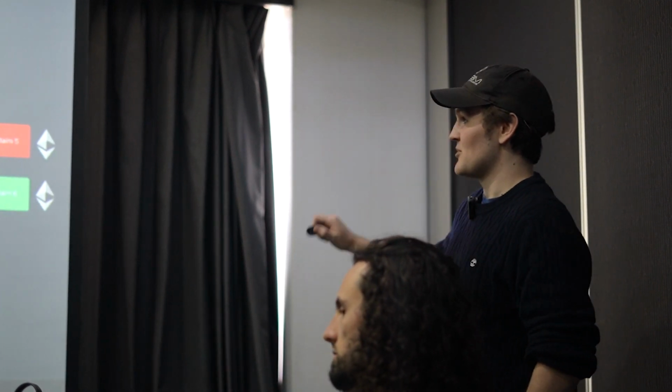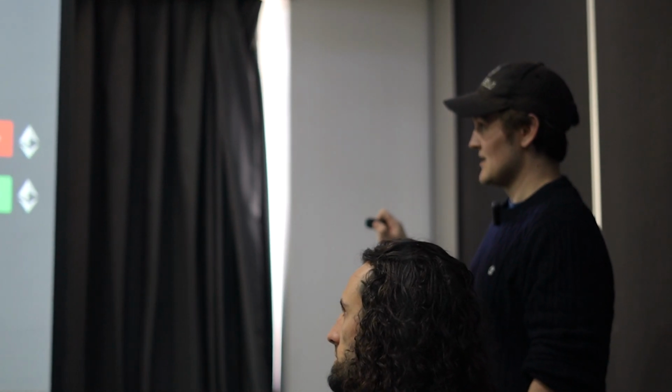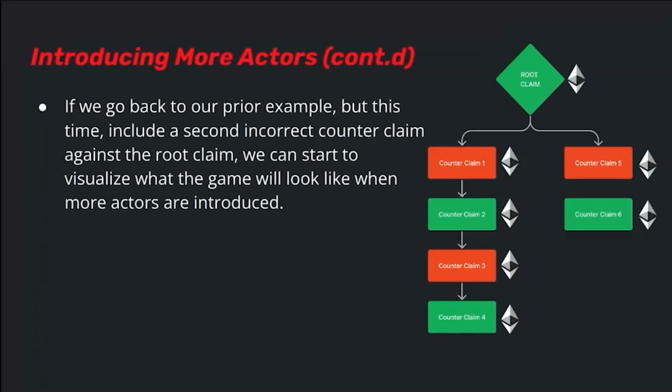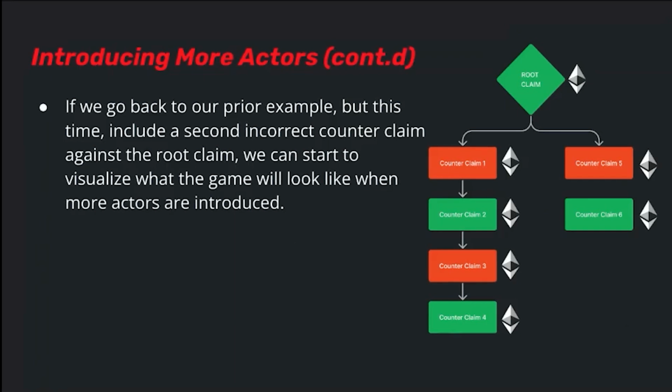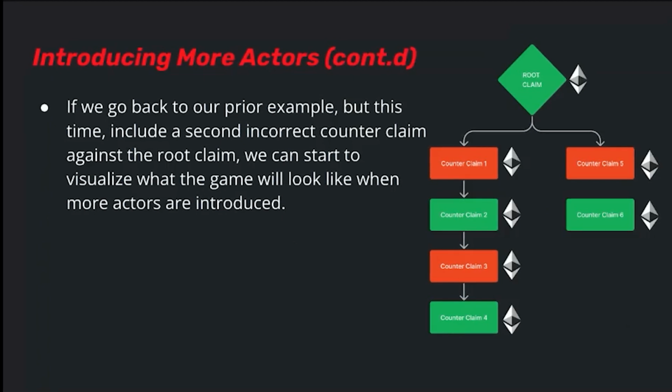So we go back to our prior example, but this time we include a second incorrect counterclaim against the root claim, counterclaim 5, right? We talked about how there can only be a single correct counterclaim against a claim, but there can be n many incorrect claims. Because this bond is not going to have to cover these incorrect claims, you can have as many incorrect counterclaims against a claim as you want.